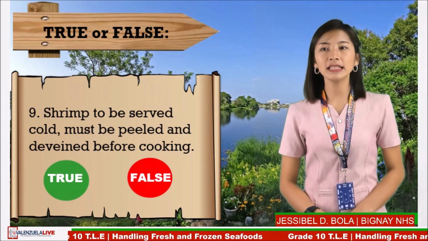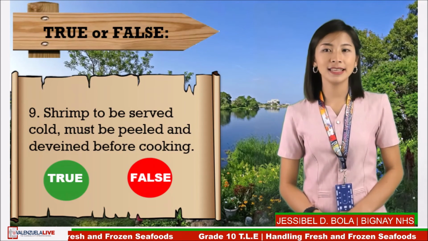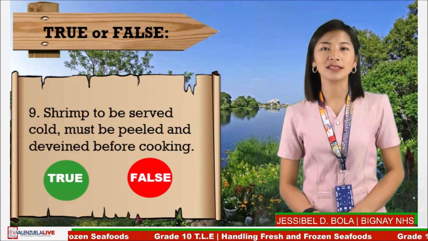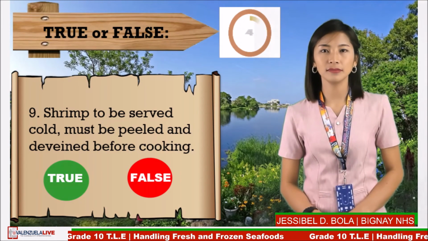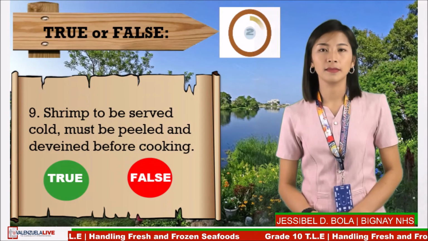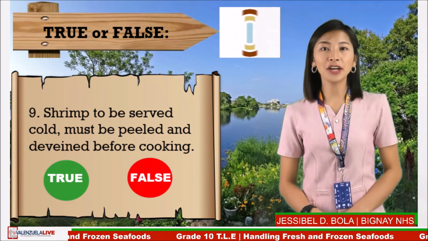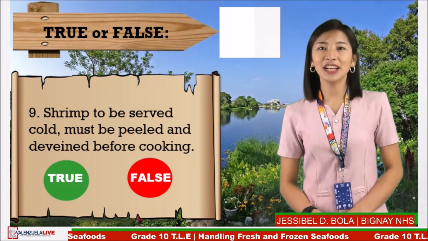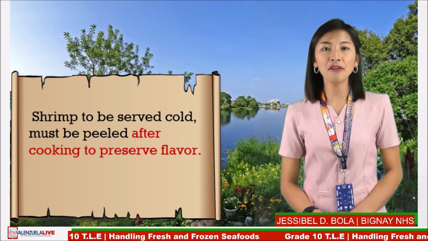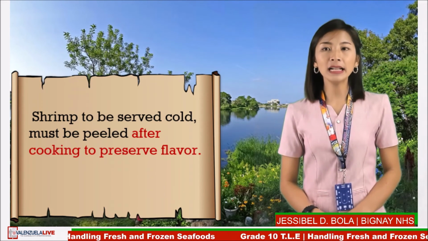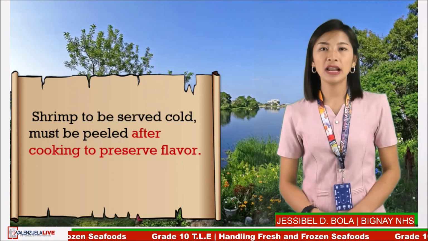Number 9. Shrimp to be served cold must be peeled and deveined before cooking. Is it true or false? 5 seconds starts now. If your answer is false, then you are correct, because shrimp to be served cold must be peeled after cooking to preserve flavor.